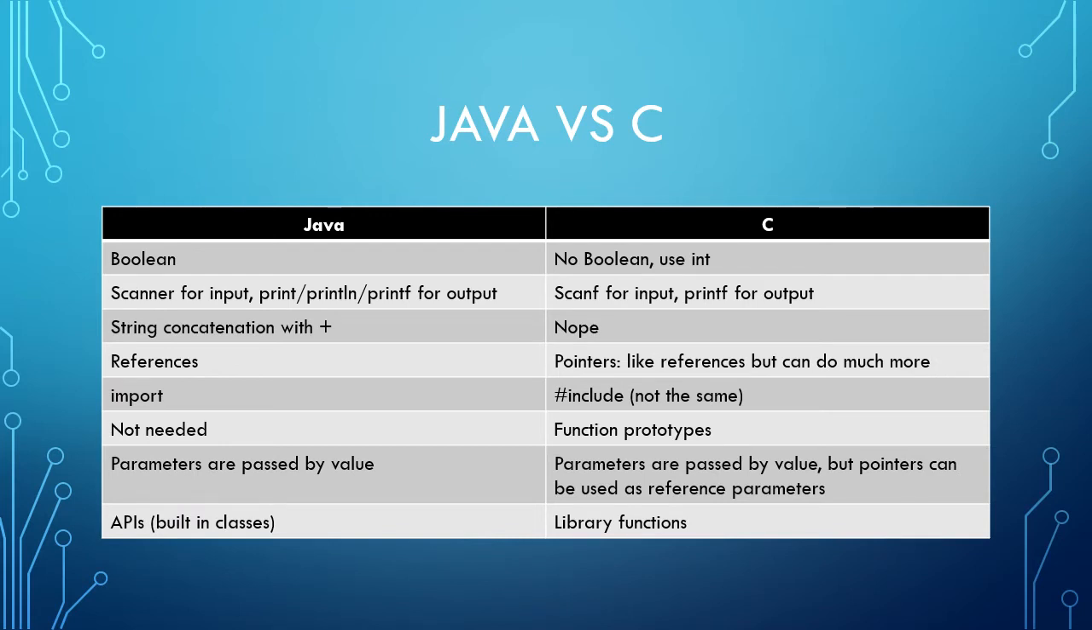Okay, here are some more differences between Java and C. In Java, we have the Boolean type, which can take on the values of true and false. In C, we don't have a Boolean type. So instead we use int. Well, I have to qualify that a little bit. Some of the newer versions of C do have a Boolean type, but the older versions did not have it, and many C programmers don't use it.